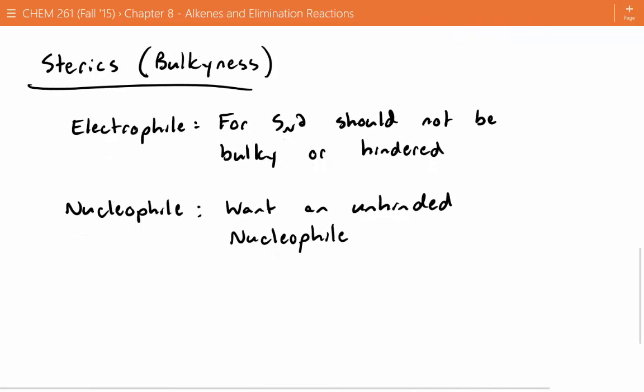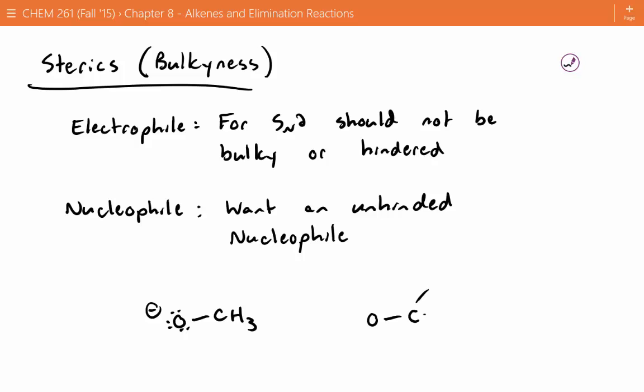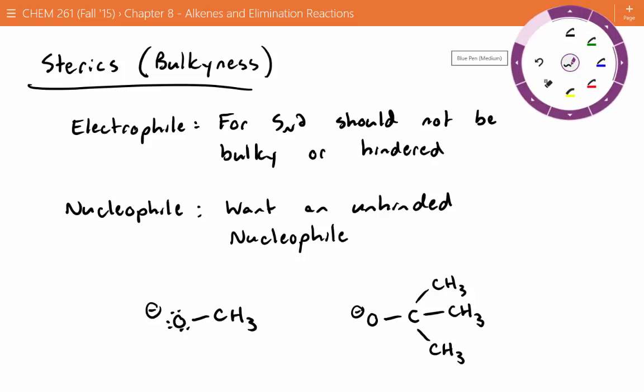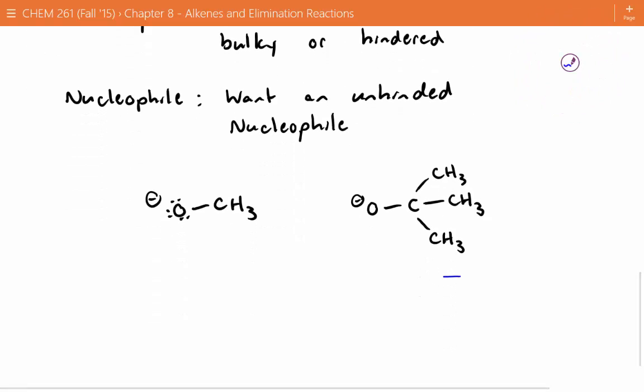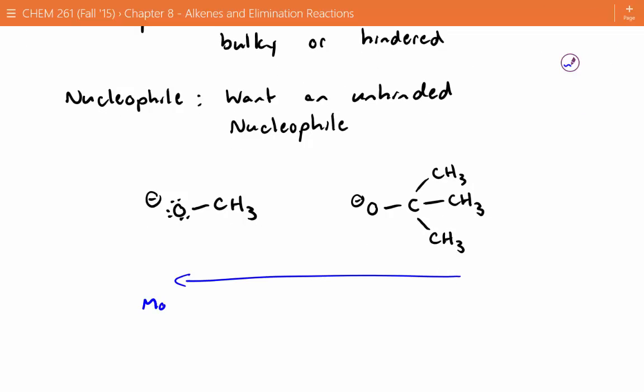So let's compare two of these. The first nucleophile I have is OCH3. The oxygen's got a negative charge. The second one I have has three methyl groups coming off of it. Which one's going to be more nucleophilic, the one on the left or the right? Left, simply because of its size, right? So in this case, this would be more nucleophilic simply because it's less bulky.